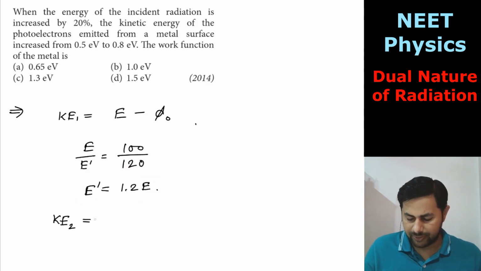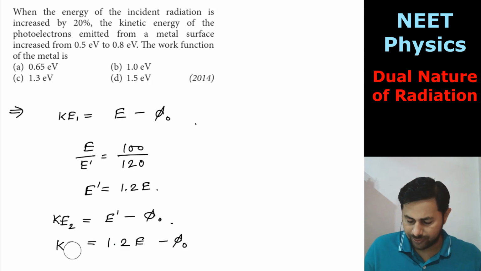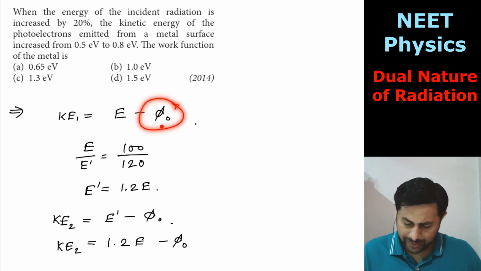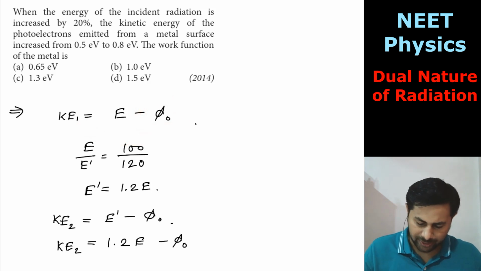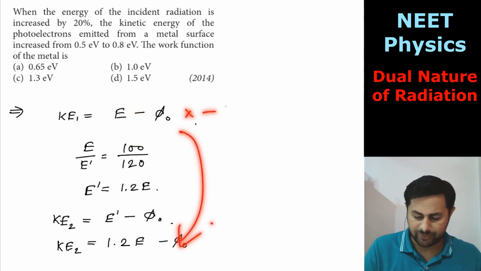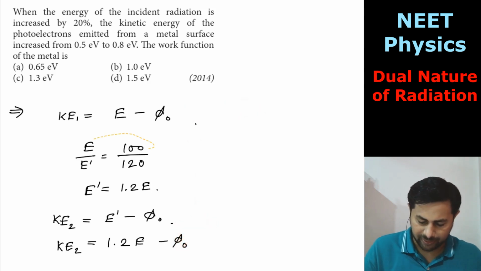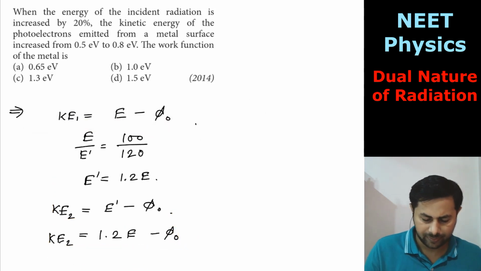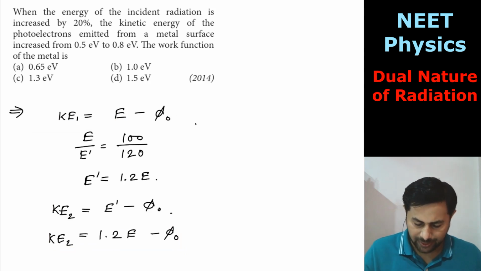Then you get Ke2 is equal to E prime minus phi naught, and E prime is 1.2 times E, so Ke2 is 1.2 times E minus phi naught. Then we can move this phi naught to this side and substitute it here, or we can multiply the first equation with 1.2 and then subtract the second equation from the first one. Both ways are identical.